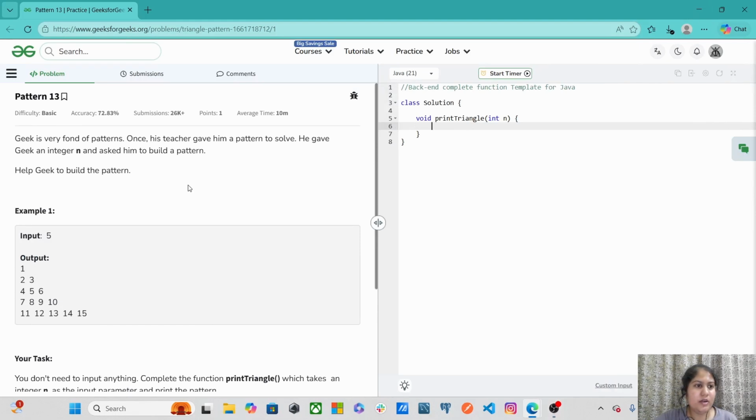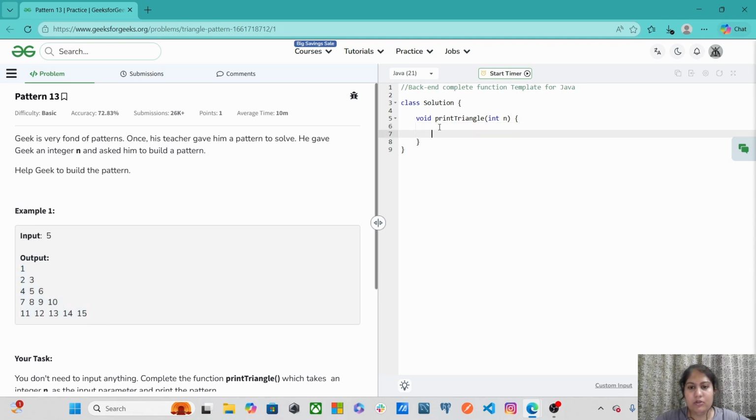Hello guys, let's start with another problem, that is pattern 13 of GFG, and we are given as usual integer n, and we have to print this kind of output. Guys, this kind of triangle is also known as Floyd's triangle. So what would be our approach? Simple, it is a left angle triangle.